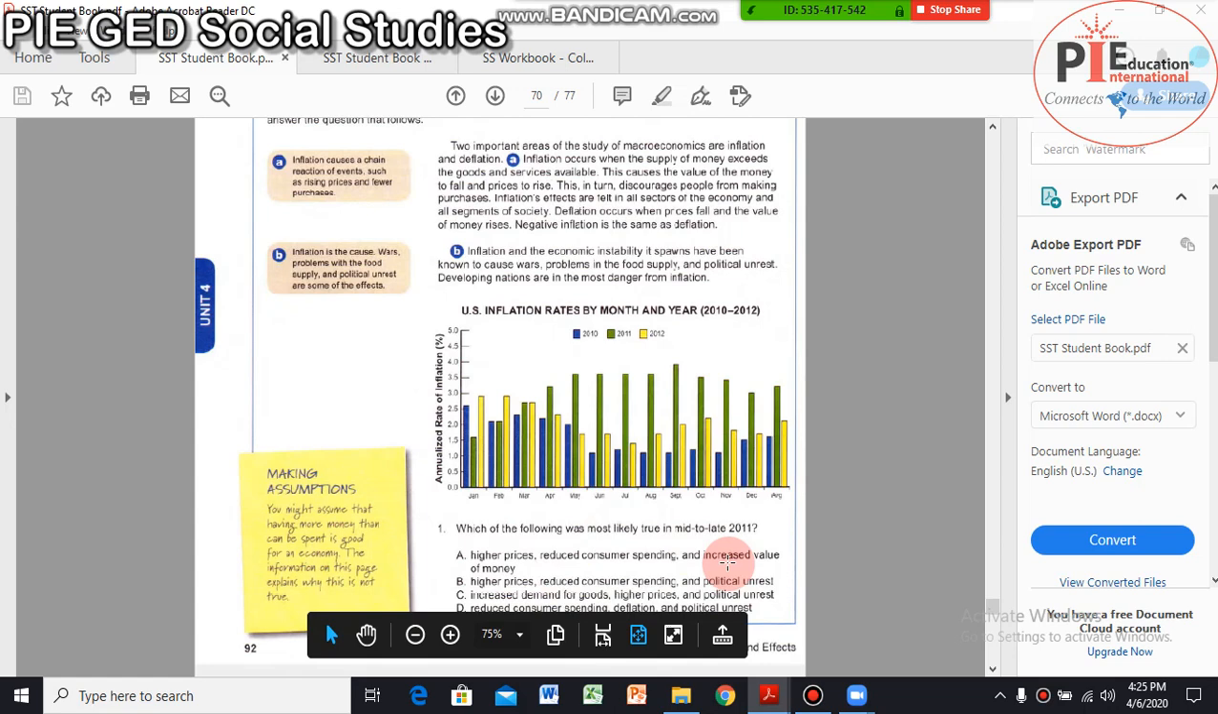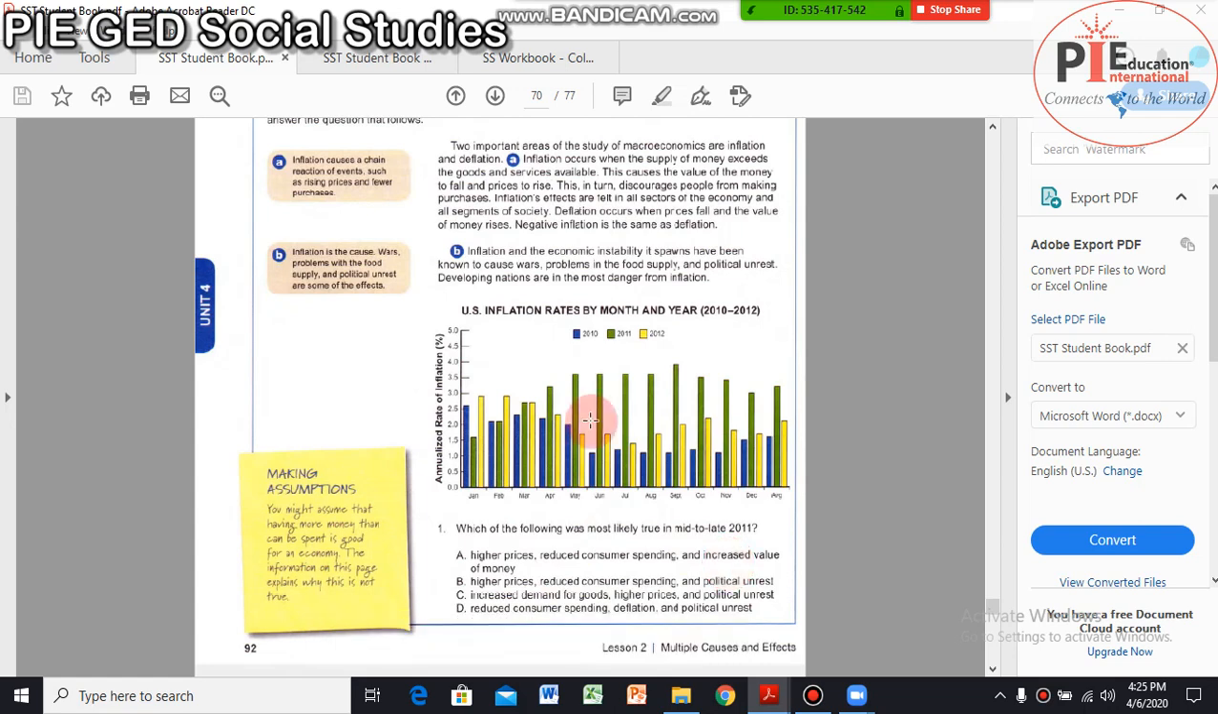Now, look at this very carefully. What is the vertical? This is the rate of inflation, right? So when I say the rate of inflation is very high, it's 4% or 5%, it's very high. What does it mean? It means the value of money, is it increased or decreased?